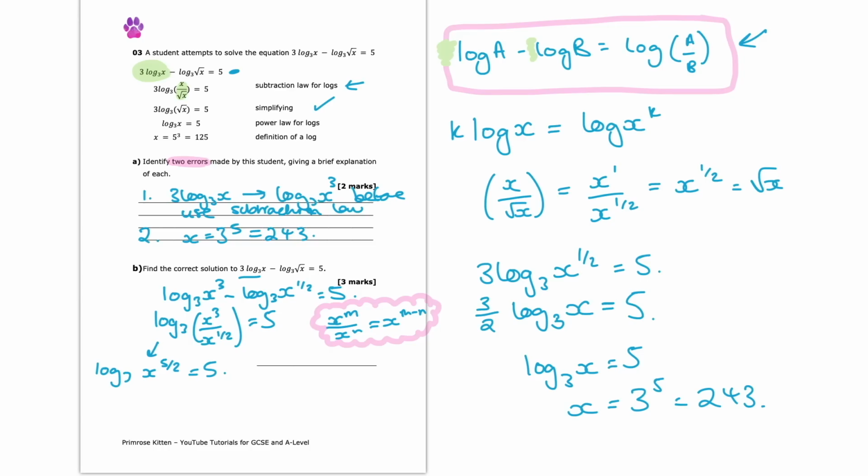So now that we have got that, what we can do is get rid of the log base 3. So what we would need to do that is do 3 to the power of each side. Now by doing that, we will get rid of the log base 3 and we're left just with x to the power of 5 over 2 equals 3 to the power of 5, which is 243. And then once we have that, we know that x to the power of 5 over 2 equals 243. We can now get the x on its own.